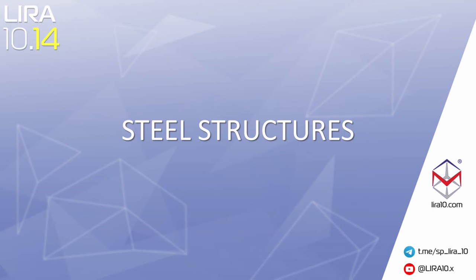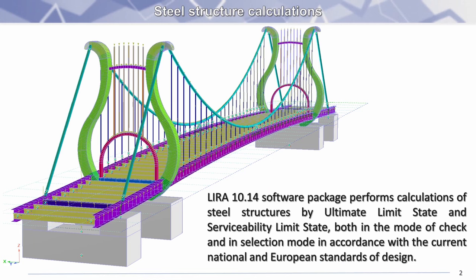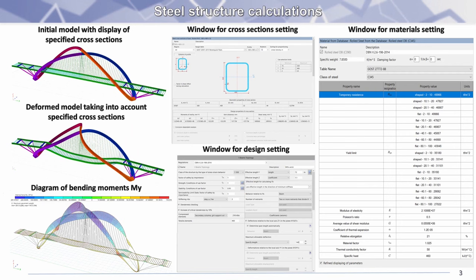I would like to acquaint you with the capabilities of SP LIRA 10 and the innovations in SP LIRA 10.14 which relate to steel structures. The LIRA 10.14 software package performs calculations of steel structures by ultimate limit state and serviceability limit state, both in check mode and in selection mode, in accordance with the current national and European design standards. Steel structures are selected or checked based on the results of processor calculations.